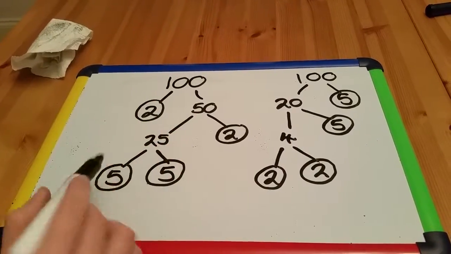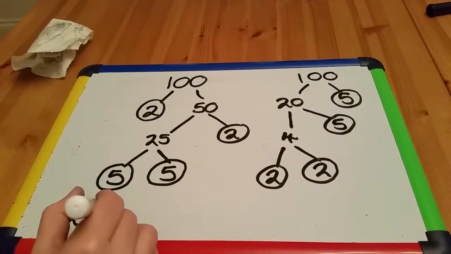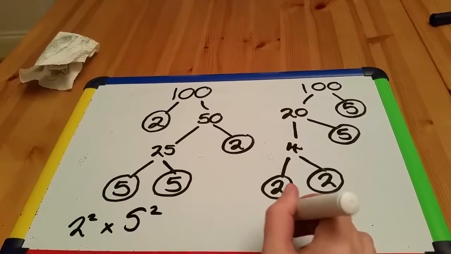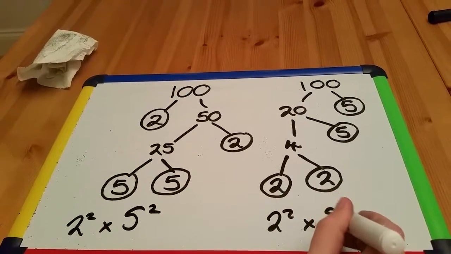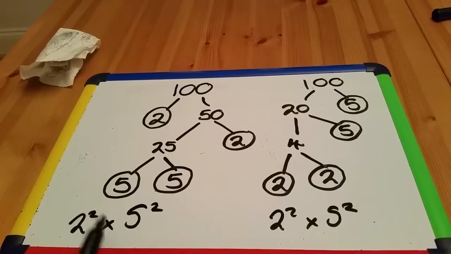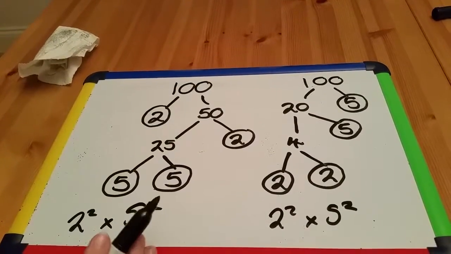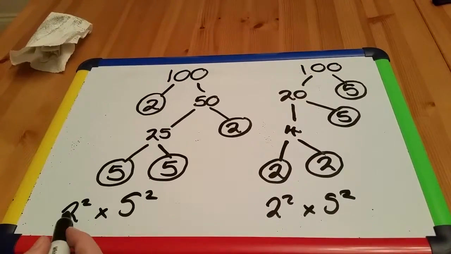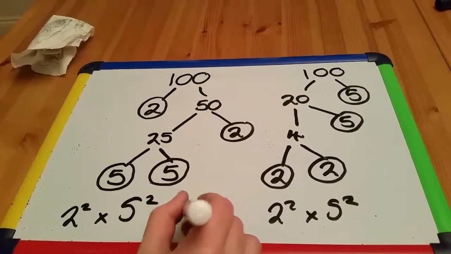So if I look at my prime factors here, I've got 2 squared times 5 squared, and I've got 2 squared times 5 squared, which just proves that no matter which way you divide, as long as you're doing it right, you'll end up with exactly the same answer. 2 squared times 5 squared is 100.